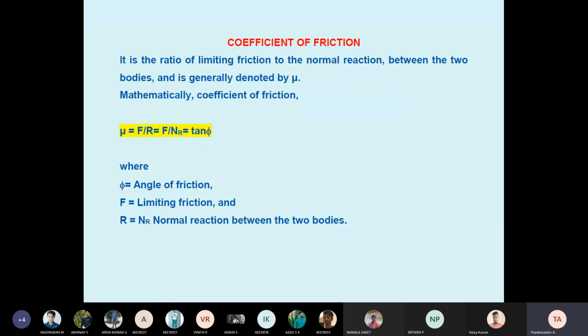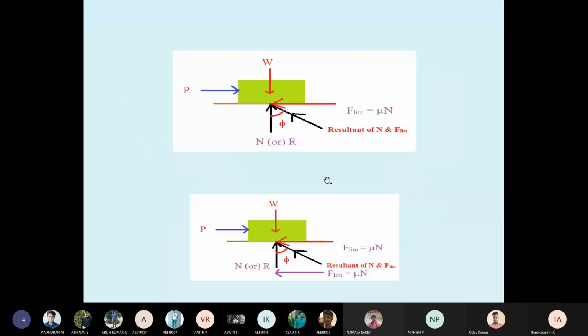Then another formula, you know, the angle of friction: tan phi equal to F divided by R, where F is friction or limiting friction and R is normal reaction. Or tan phi equal to mu. The angle of friction, tan phi equal to mu. This is phi; phi means angle of friction. That is tan phi equal to opposite divided by adjacent side, F divided by R.